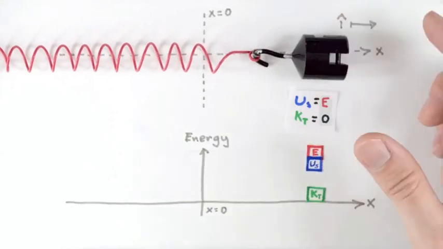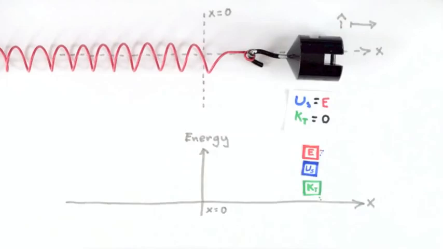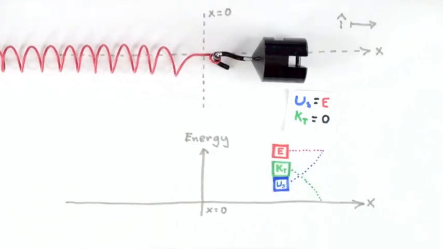Now once we do let go, we know the spring will shorten, pulling the mass towards smaller values of x, which means the potential energy, U sub s, decreases. With the total energy constant, this means the kinetic energy increases, and so the spring mass system has a non-zero total kinetic energy, and therefore a non-zero speed, so it's moving.